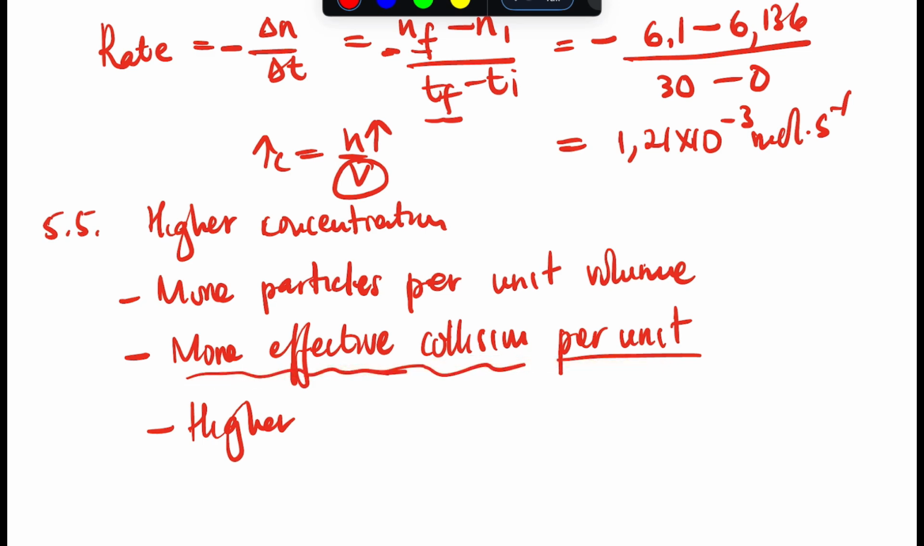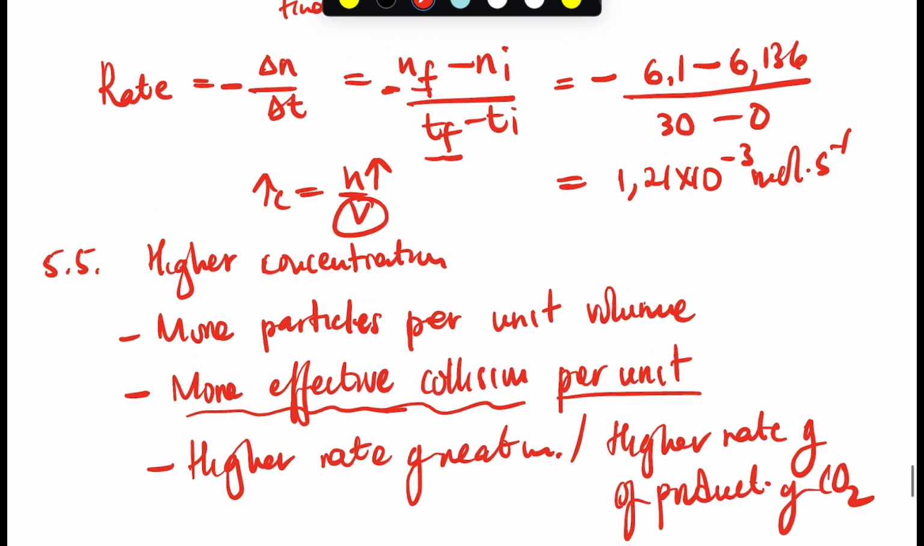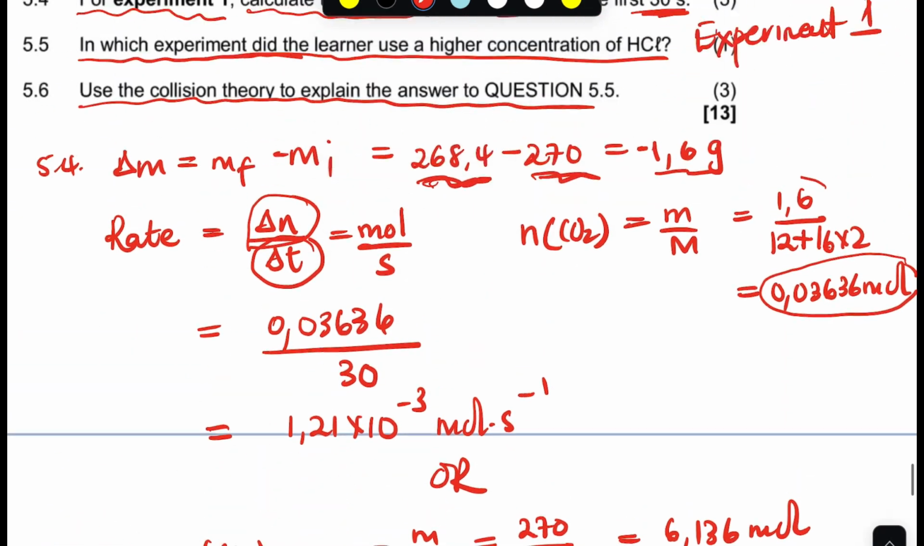And then now, since the rate is higher, you need to state a higher rate of reaction. There will be a higher rate of reaction, or you can say there will be a higher rate of production of what? Of carbon dioxide. There will be more carbon dioxide that will be released. Guys, this question, I hope it makes sense.